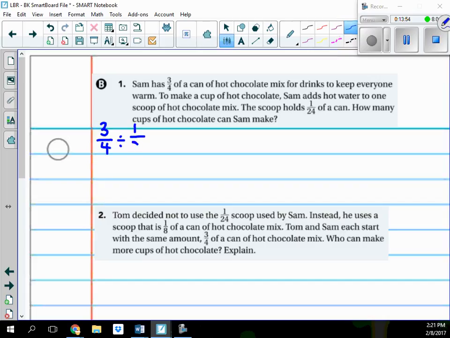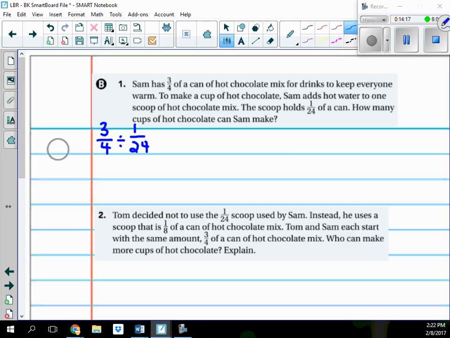Tell me how you knew this was division. I knew it was division because you have a total of 3/4 and you want to divide it, see how many 1/24 will go into 3/4. Of course. All right, so let's use our algorithm on this one. Let's solve it that way first. Who would like to help me?